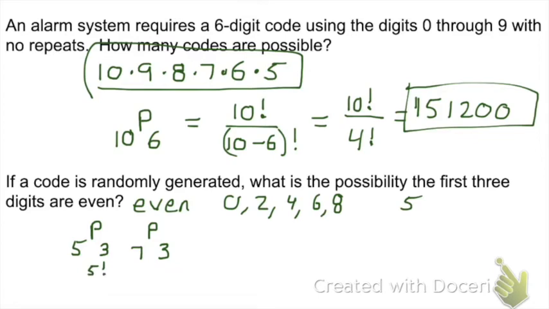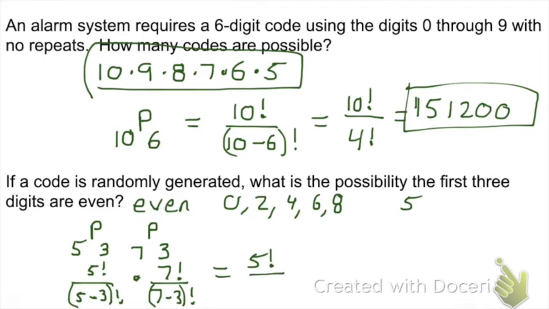And if you did the math here, you'd have 5 factorial over 5 minus 3 factorial times 7 factorial over 7 minus 3 factorial. This would be 5 factorial over 2 factorial times 7 factorial over 4 factorial. We do this, you're going to be left with 5 times 4 times 3 in the numerator of the first one. And the second one, you're going to have 7 times 6 times 5.